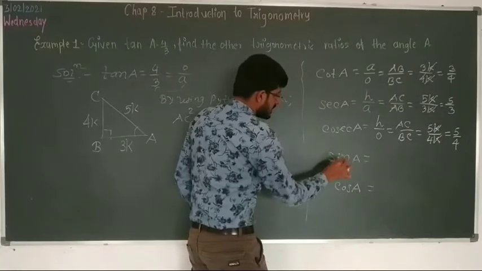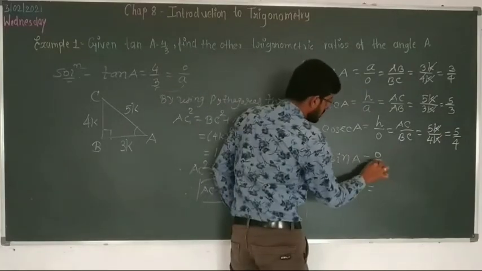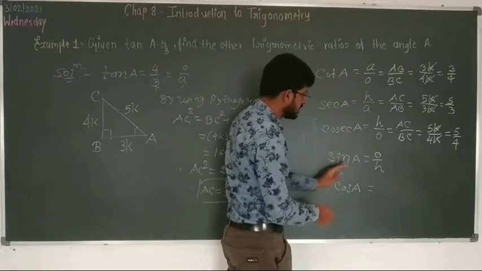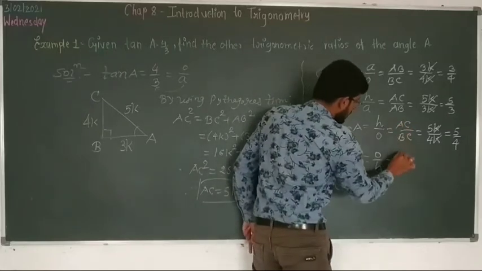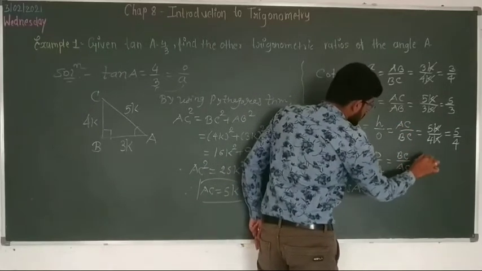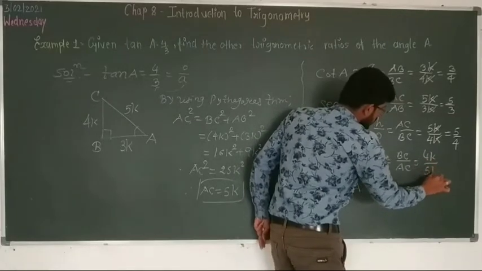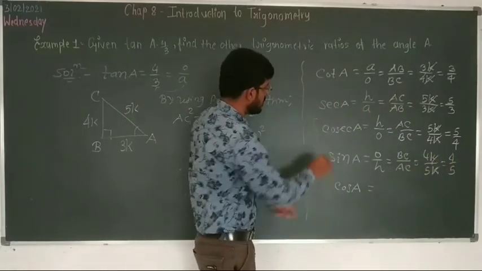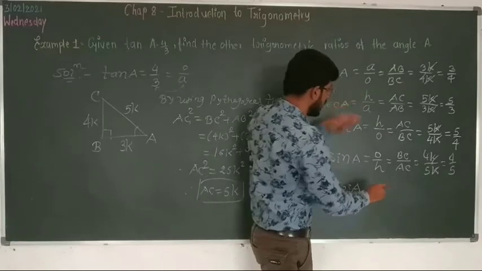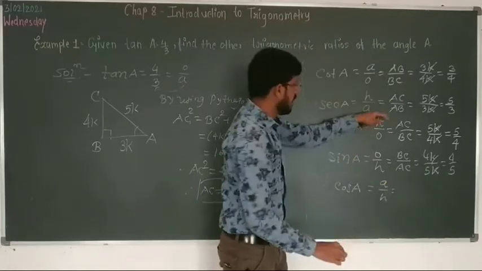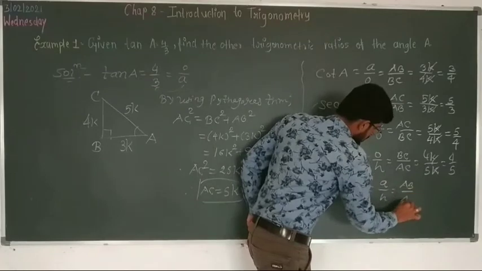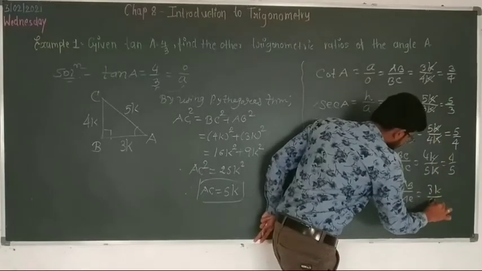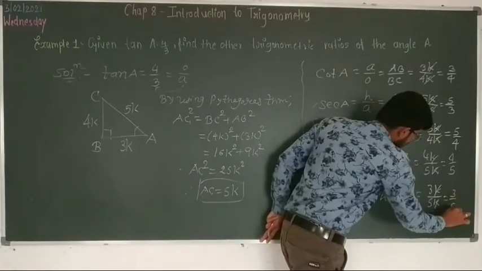Next, sin A. Sin A is given by O upon H, because cosec and sin are reciprocal to each other. So sin A is equal to O by H, which is BC upon AC. So 4K upon 5K, K cancels out, and we get 4 by 5. Next, cos. Cos is the reciprocal of sec, so the formula of cos is A upon H. So we get AB upon AC. The value of AB is 3K and AC is 5K, so we get 3 by 5.